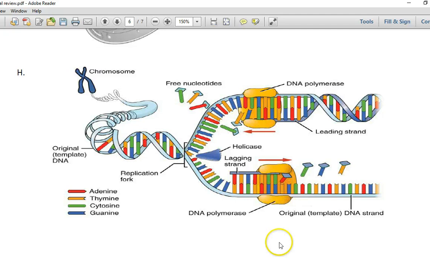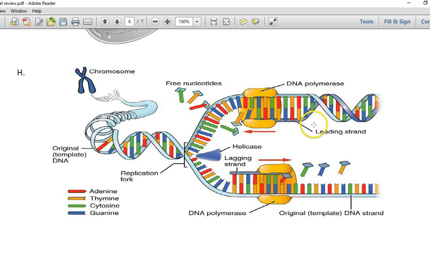Here is DNA replication. Remember, DNA replication happens during S phase of the cell cycle. The replication fork is where the DNA is opened by the enzyme helicase. Then the enzyme DNA polymerase, this here and here, same thing, are going to help add nucleotides onto both exposed strands of DNA.